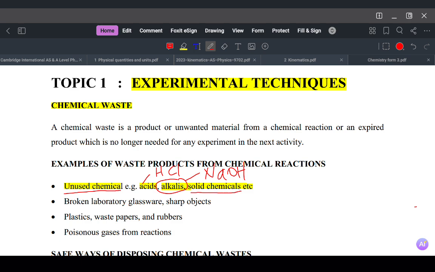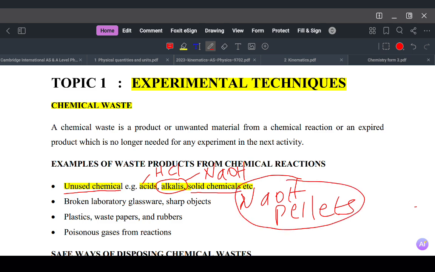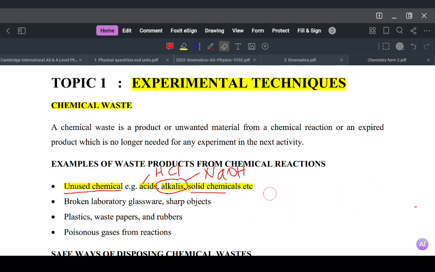Or let's suppose that maybe you have some solid chemicals such as sodium hydroxide pellets. These are in solid state. And let's say you were asked to add them little by little to a given solution and observe the reaction. At the end of the experiment, maybe you find that you still have some pellets which are unreacted. These are considered to be chemical wastes.